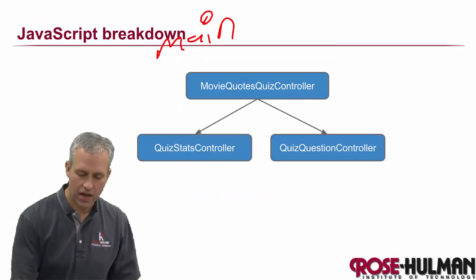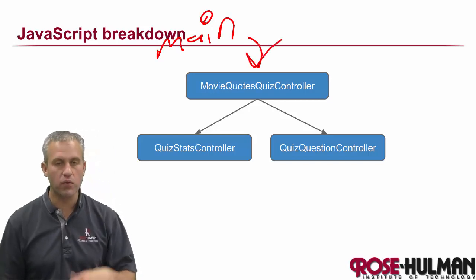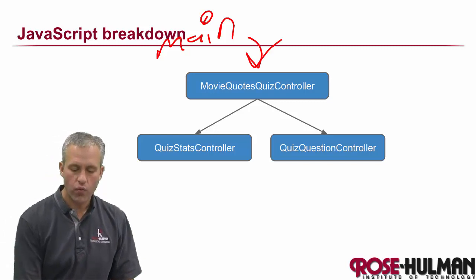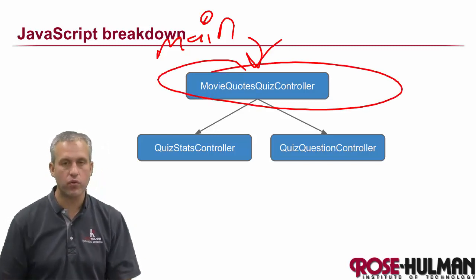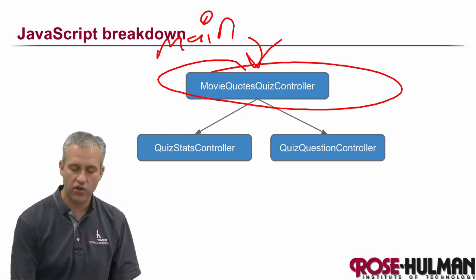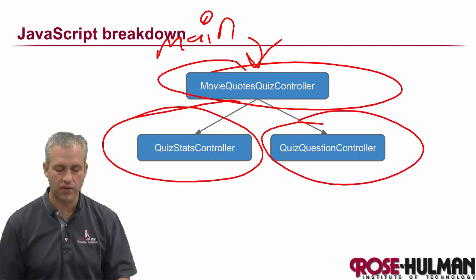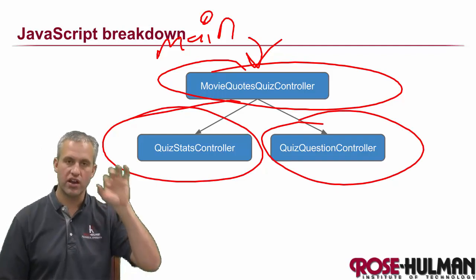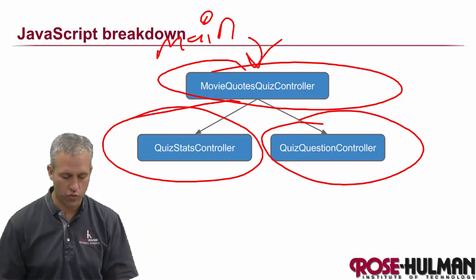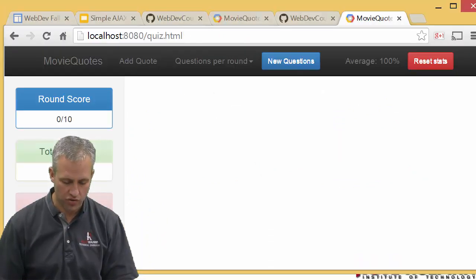So main creates an instance of this thing, and then it makes an instance of a MovieQuotes Quiz controller. Originally, kind of everything was in MovieQuotes Quiz controller, except it just got too big, right? And so it needed some helpers. So I decided to break it up into two helpers. There's the stats controller, and then there's the quiz question controller.